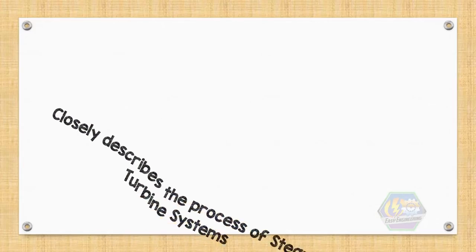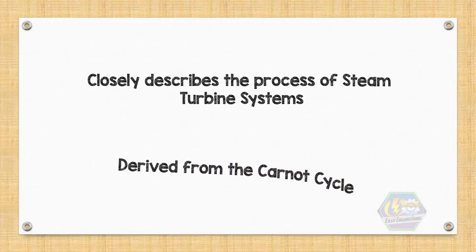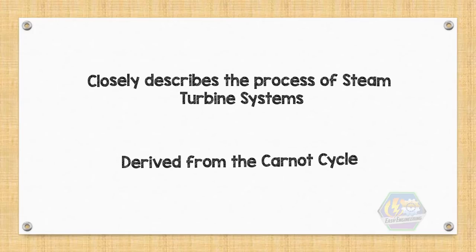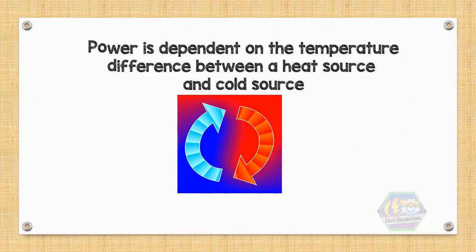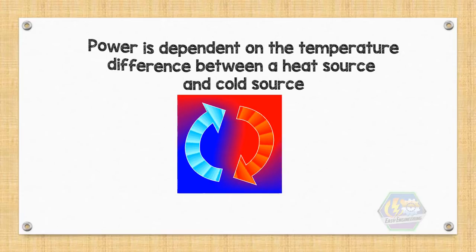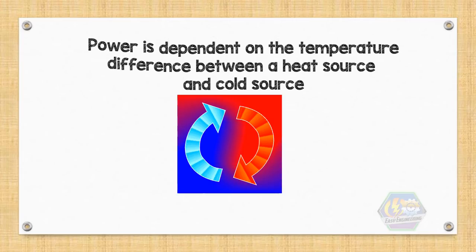One of the best definitions for this cycle is that it closely describes the process of steam turbine systems and is derived from the Carnot cycle, the most efficient thermodynamic cycle, which tells us that power is dependent on the temperature difference between a heat source and cold source. The higher the difference, the more mechanical power can be efficiently extracted out of heat energy.